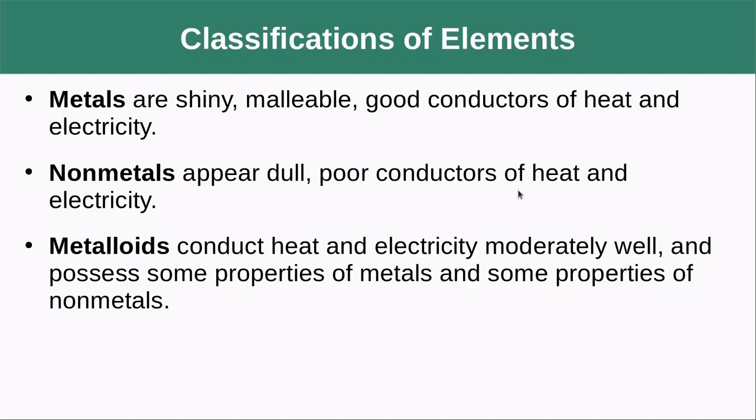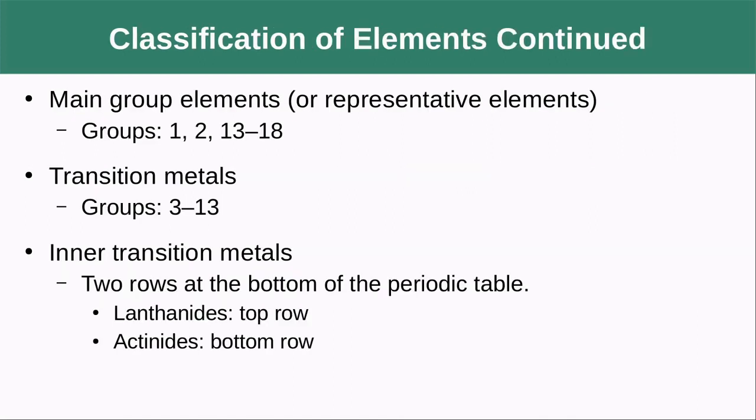So what are those? Metals are shiny, malleable, and good conductors of heat and electricity. Non-metals appear dull, and they're poor conductors of heat and electricity. And metalloids have properties somewhere in between. They conduct heat and electricity moderately well, and they possess some properties of metals and some properties of non-metals.